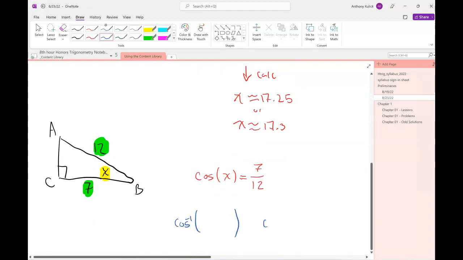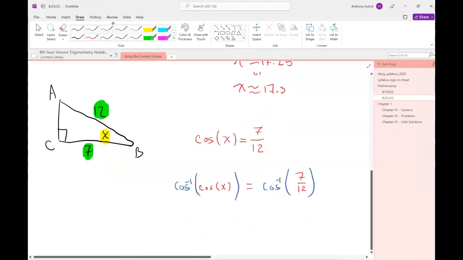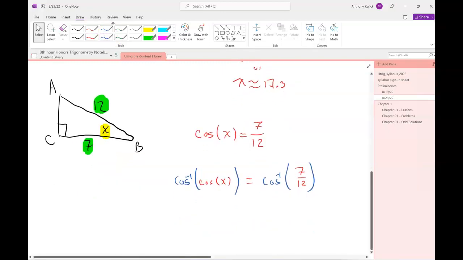So we'll do cosine inverse of both sides. Just as an aside, I'm not multiplying by cosine inverse. Cosine inverse is not a number that you can multiply by. It's an operation. It's like doing the square root to both sides. We're doing the cosine inverse to both sides. Everybody's okay with that? Again, I know what you mean if you say multiply both sides by cosine inverse, but it's not correct.